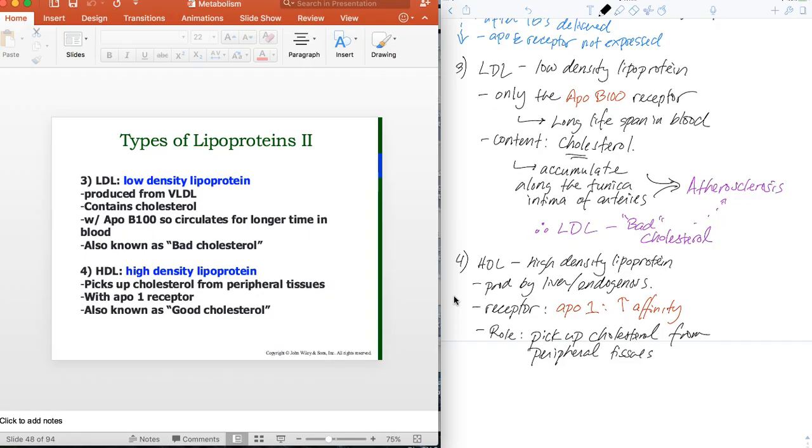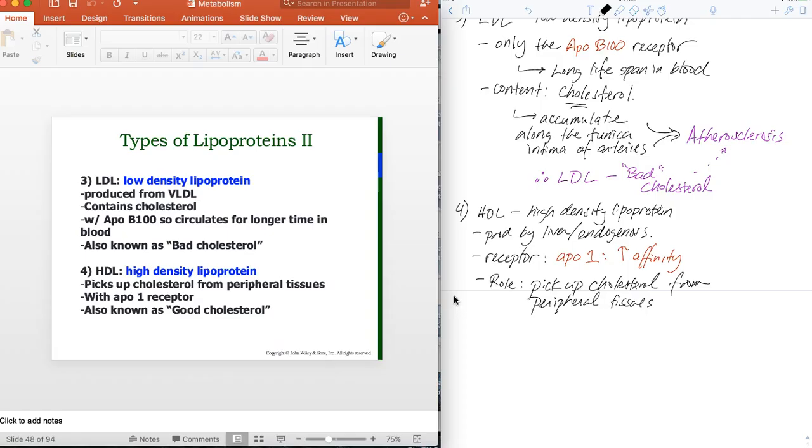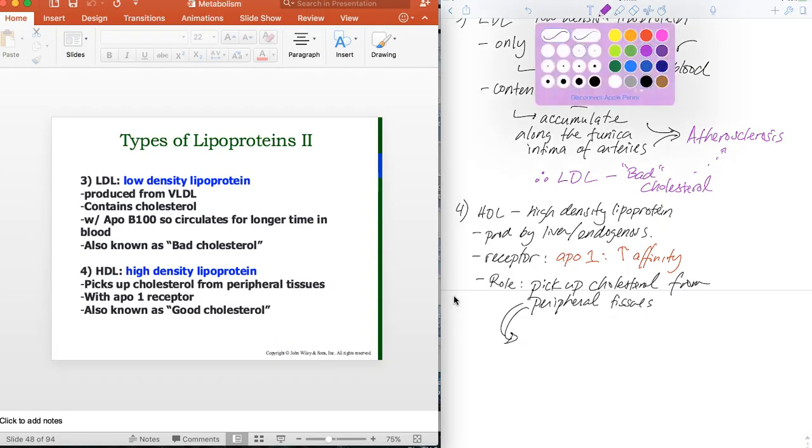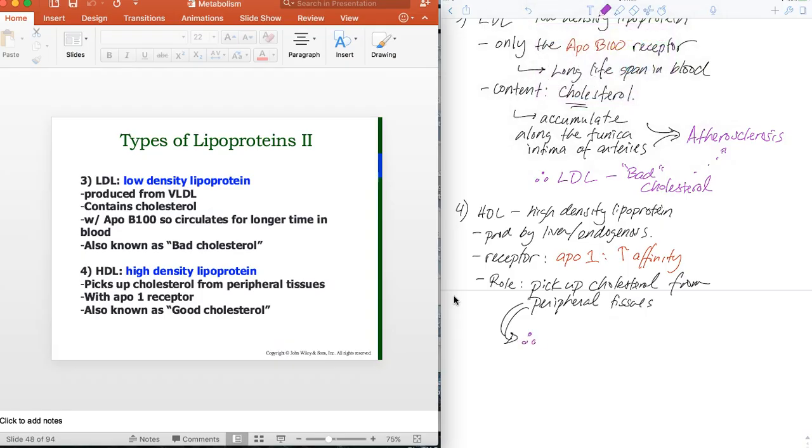So again, it's kind of like the yin and the yang, right, of LDL. One can deliver it, but this is the one that can pick it up. Because it can pick it up, therefore we're going to call this guy HDL. We'll call that one the good cholesterol.